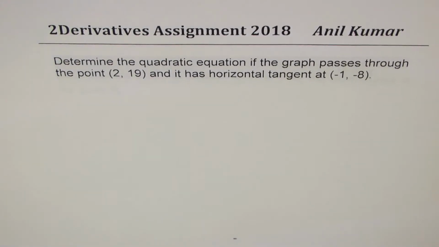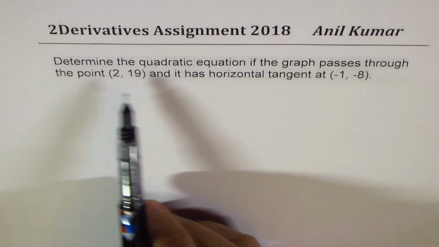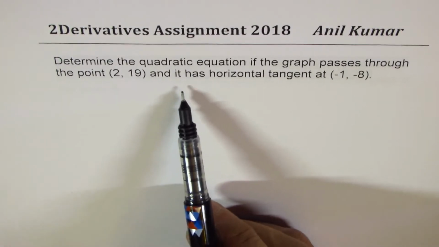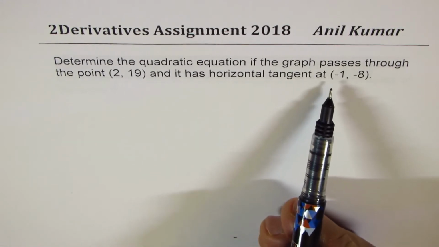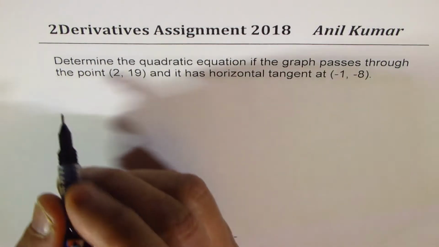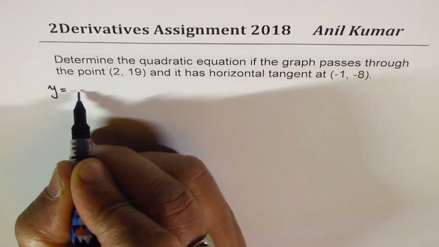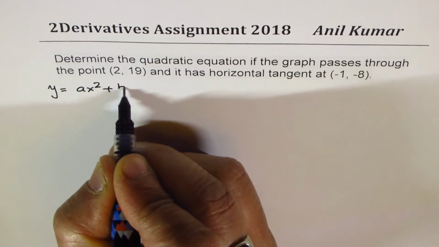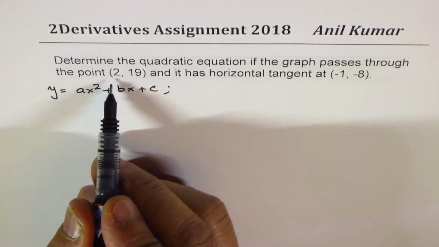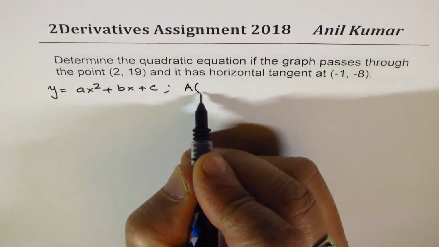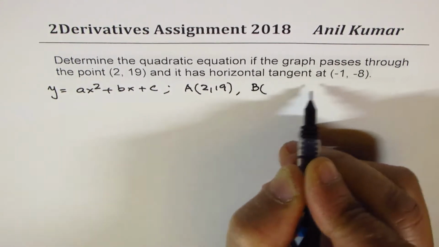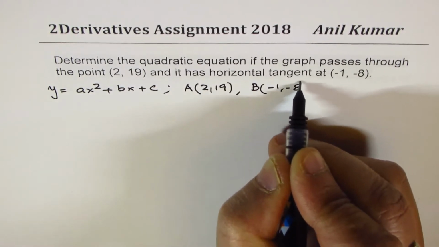Now here is an interesting question. The question is, determine the quadratic equation if the graph passes through the point (2, 19) and it has a horizontal tangent at (minus 1, minus 8). Let's begin by writing a general equation for a quadratic function, which is y equals ax squared plus bx plus c. Now we are given these two points on the graph. One point we can call A, it is (2, 19), and the other we can call B, which is (minus 1, minus 8).